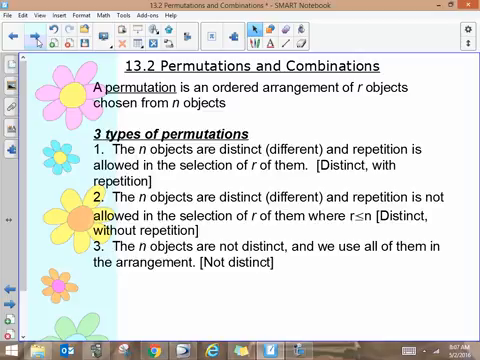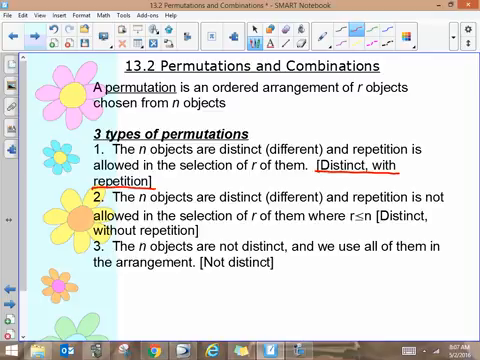There are 3 basic types of permutations. The first: the n objects are distinct, different, and repetition is allowed in the selection of r of them. So, distinct with repetition. We'll be going back over these, but we kind of had some of those already.